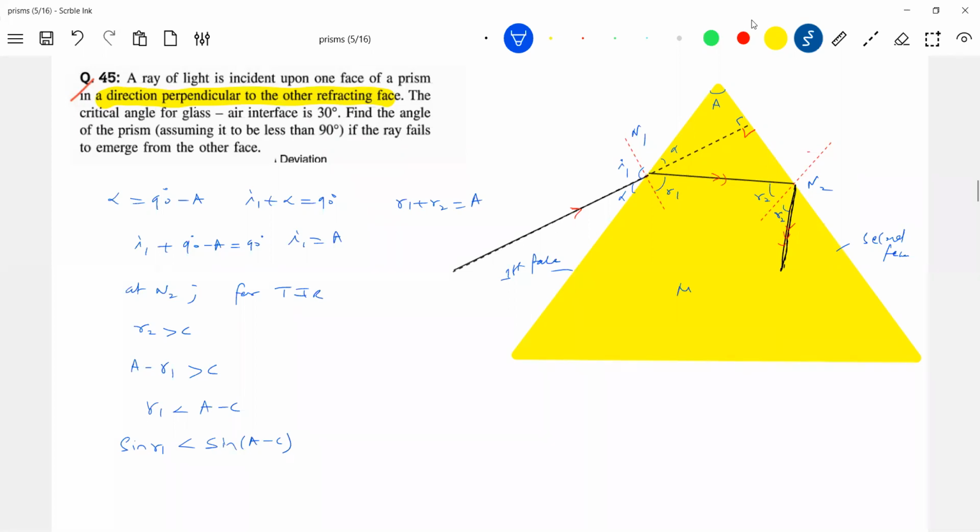Okay, let's come to N2. There's one equation, we'll keep it here. Mu sin R1, sin I1 equal to mu sin R1 at N1. So sin R1, I can write as 1 by mu. So 1 by mu sin I1 equals sin R1. So this is equation 1, this is called equation 2. Substitute 1 in 2.